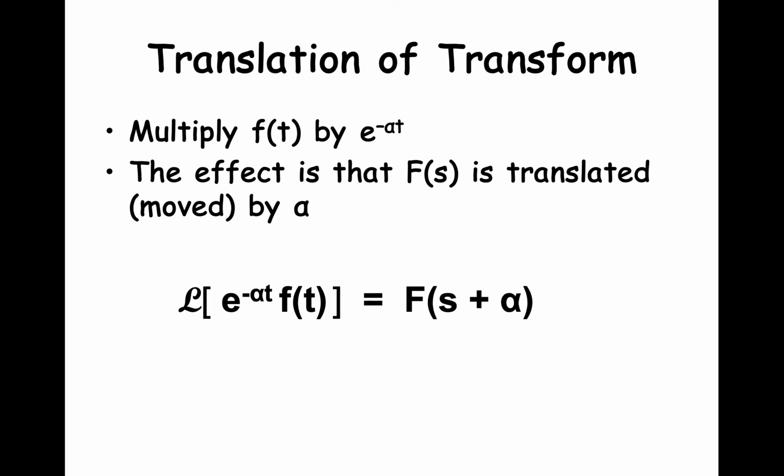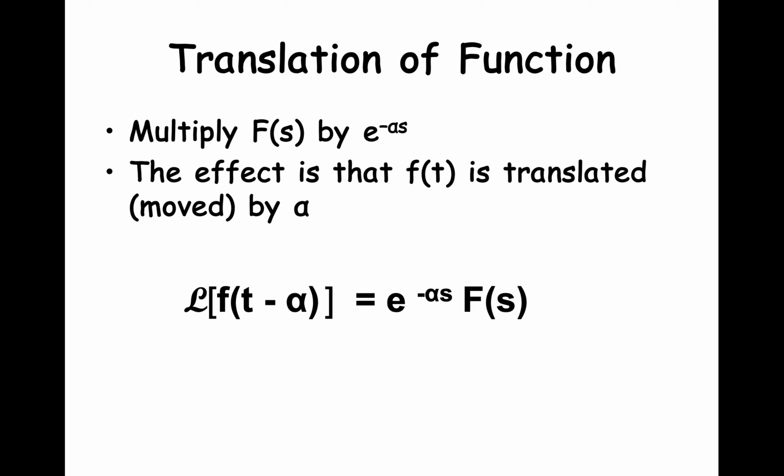For translation of function, the Laplace domain function F(s) is multiplied by e to the minus alpha times s. The effect is that the function is translated by alpha in the time domain. So f of t minus alpha in the time domain equals e to the power of minus alpha s times F(s) in the Laplace domain. Physically, this has the effect of changing the position when time equals 0.